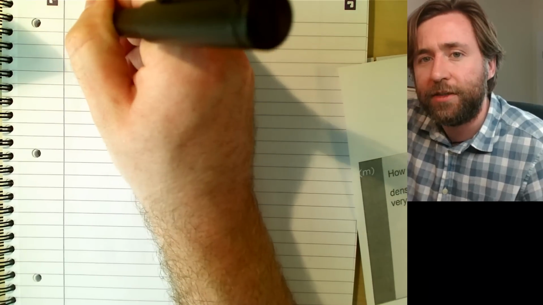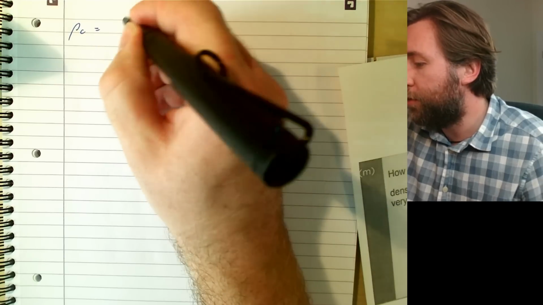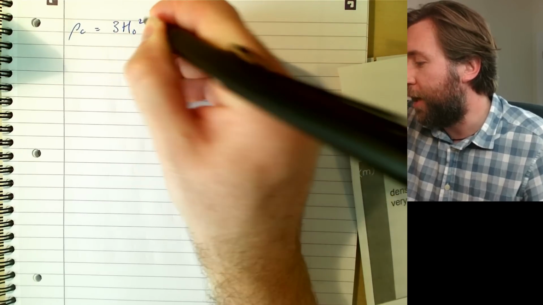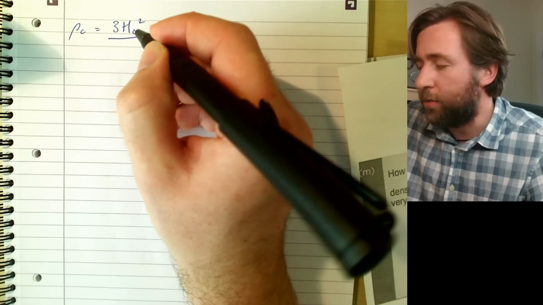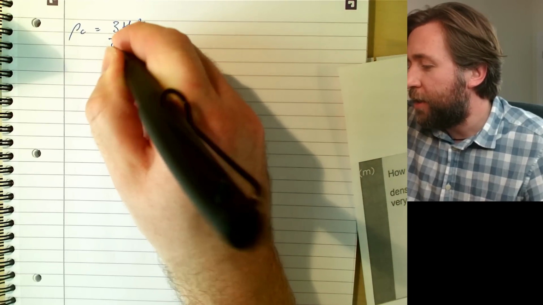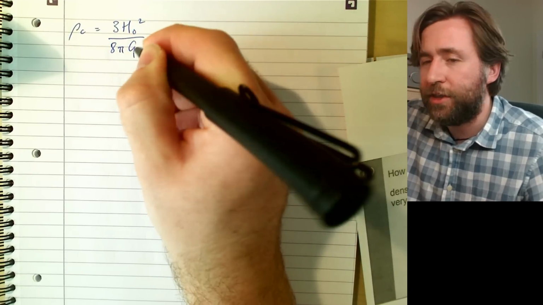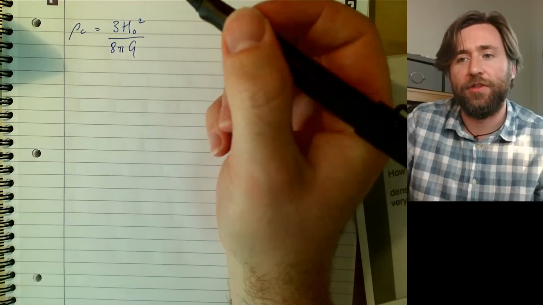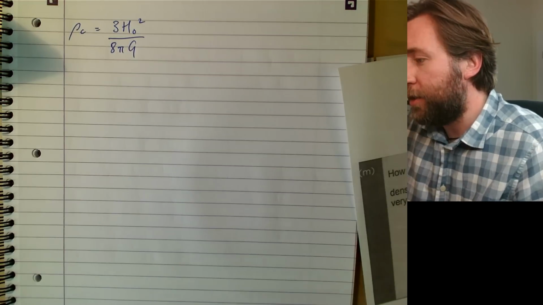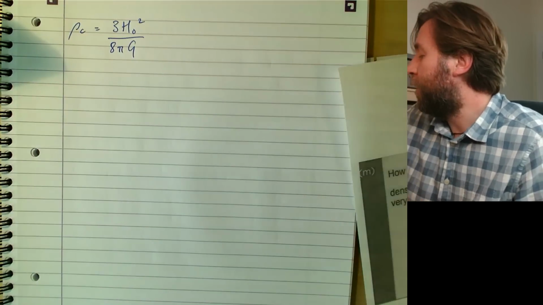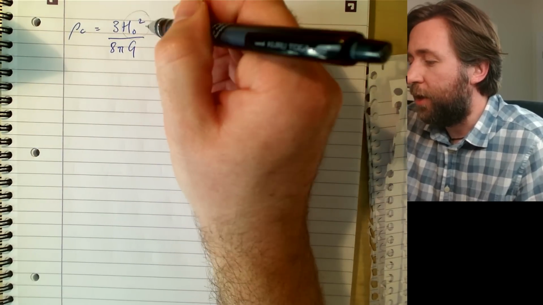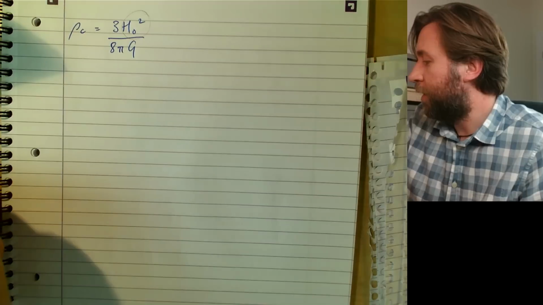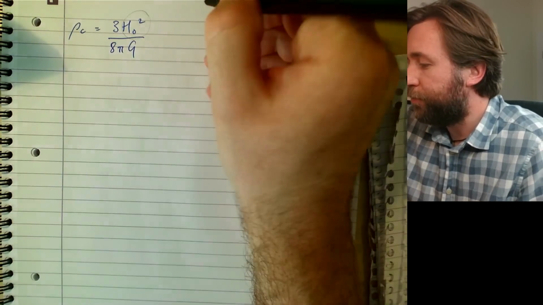So here's our target. The critical density of the universe is equal to 3H0 squared, and that's the Hubble's law constant, the gradient of the Hubble's law graph, over 8 pi big G, which is called the universal constant of gravitation. So there are some clues straight away of where you should start. There's this one here, which is Hubble's law. So let's go ahead and write down Hubble's law.